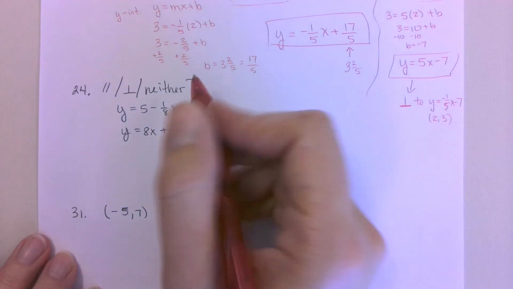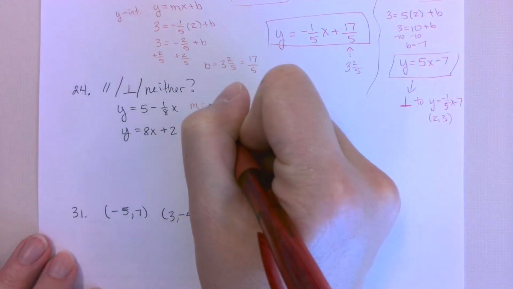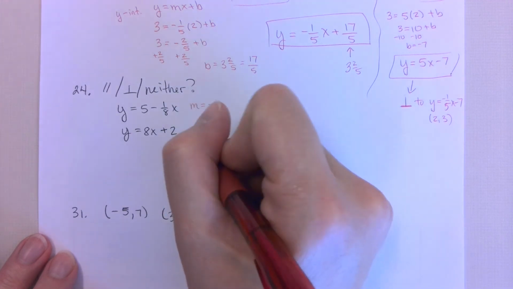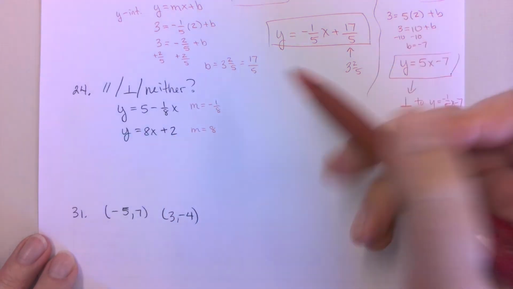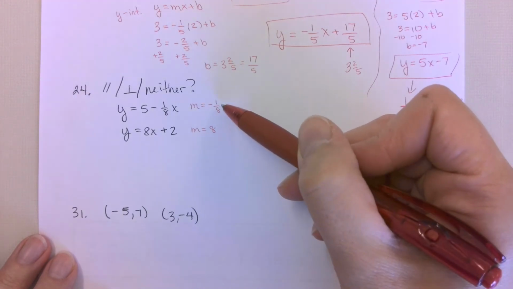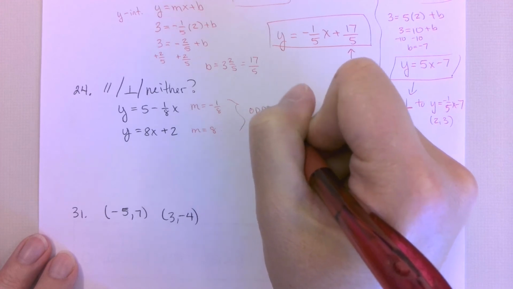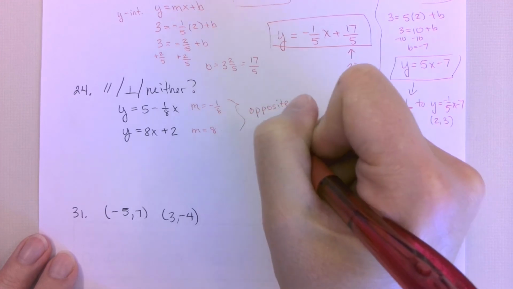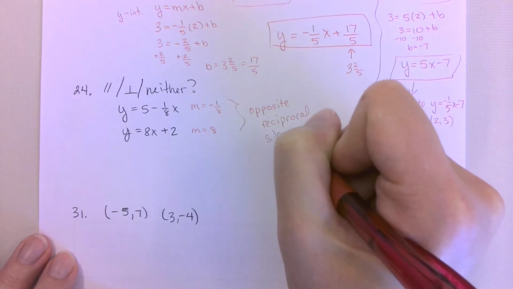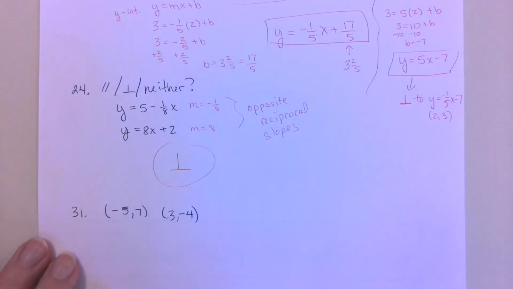All right, so looking at this, they're both y equals. You want to have proof. So you should have on your paper m equals negative 1/8. Prove to me what you were looking at. m equals 8. So now that I see these are the slopes that they're comparing, I can tell you that these are opposite reciprocals. So opposite reciprocal slopes means that they are perpendicular. So that would be my answer. And you could write out the word or use the perpendicular symbol.